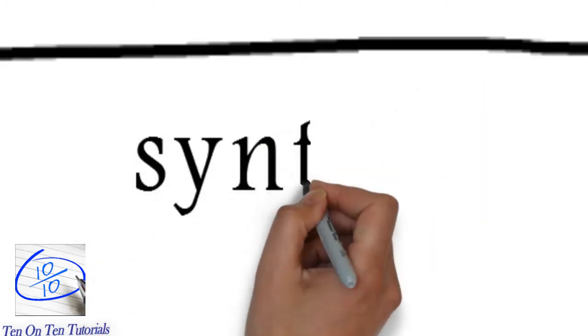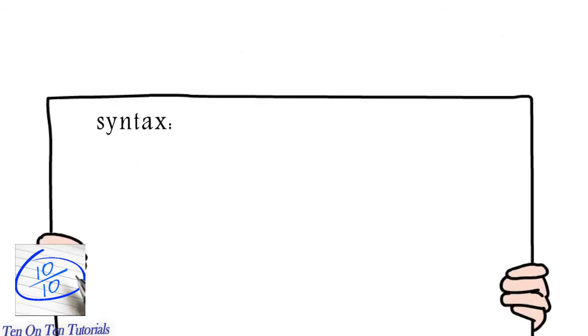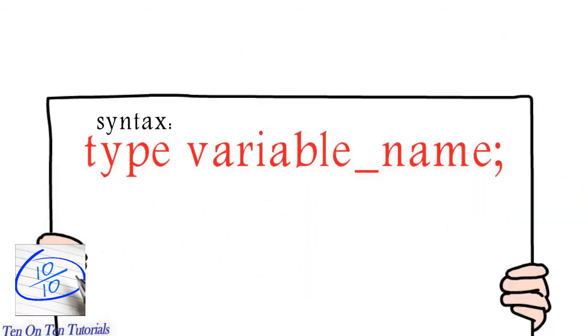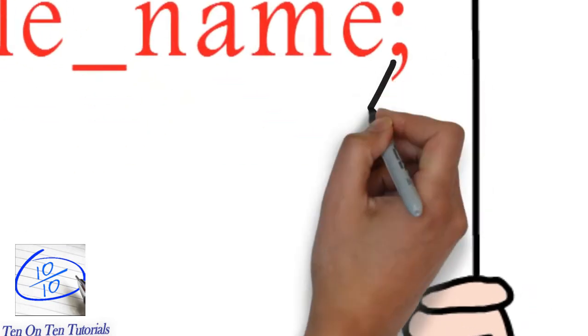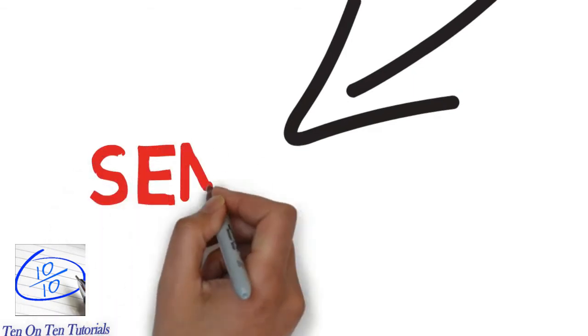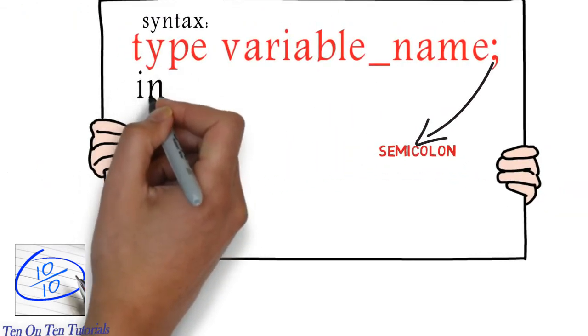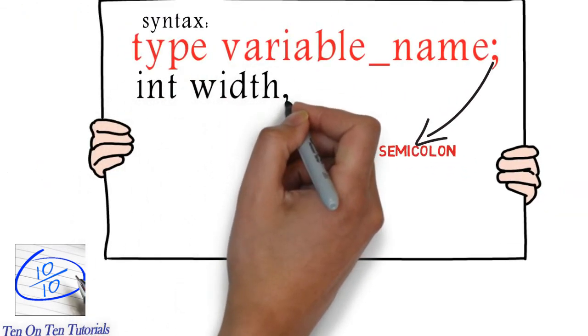Here, in this syntax, type can be int, float, double, long, char, and so on. Every statement in C terminates with semicolon symbol. Type can be followed with number of variables, that is in the second syntax. Let us understand this with an example.